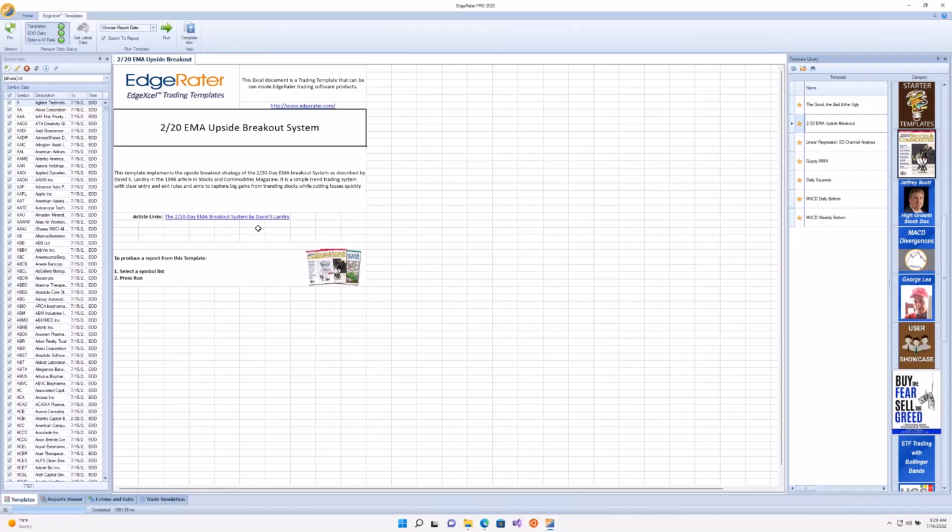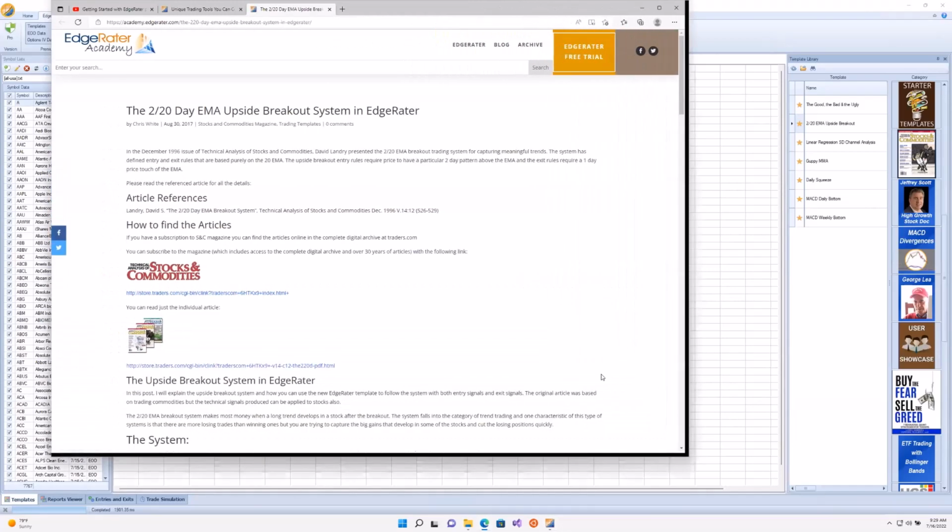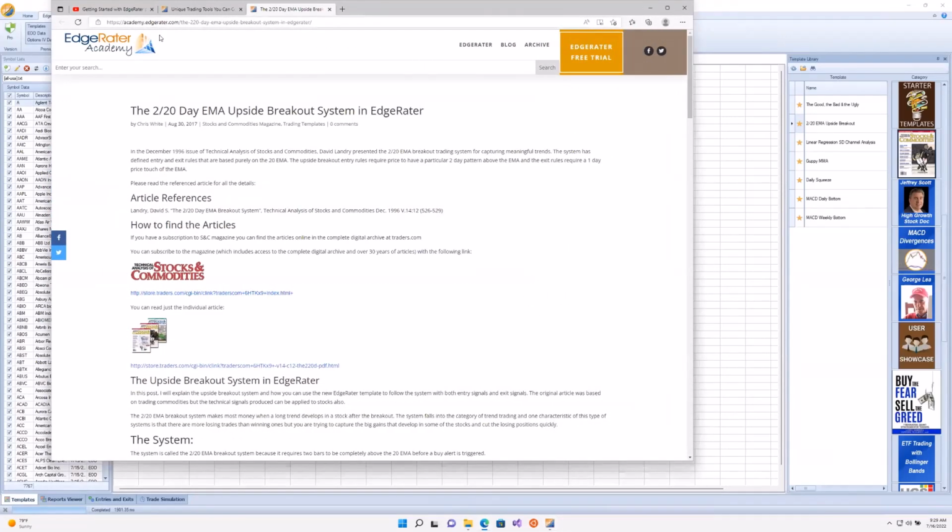If you want to read the article, they do have a paywall for that. So you actually have to either be a subscriber to the magazine, or you can purchase individual articles. You could do that. But also, if you click on template info, when you have this template showing, it's going to open up any information that has been written about by EdgeRater. So it's bringing you to the EdgeRater blog, and it's talking about the 220 EMA upside breakout system.